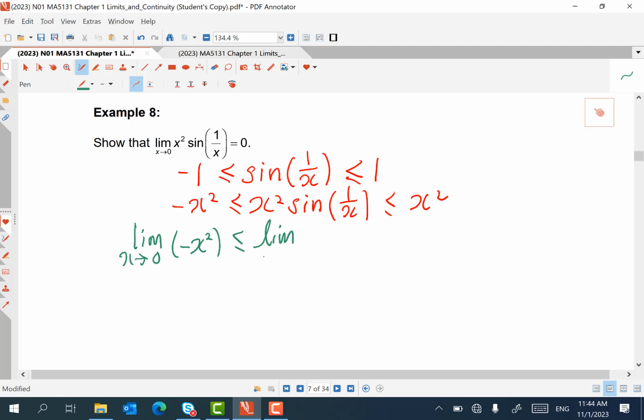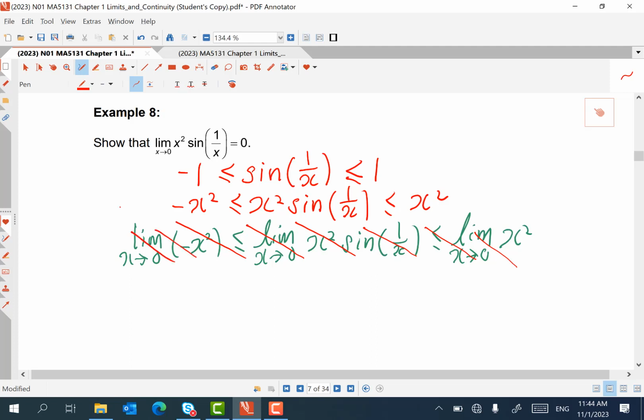Class, I want to stress, we do not want students to write a line like this. Please do not write this line like this, because when you write a line like this, you're presuming that the limits of these three functions are already defined. So we do not want you to write a line like this. So please refrain.